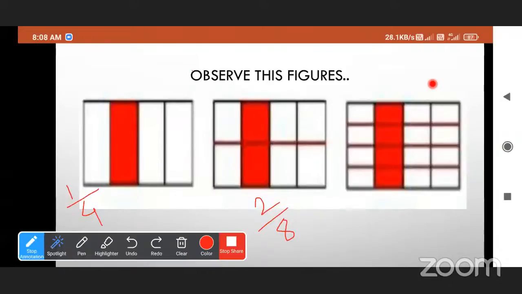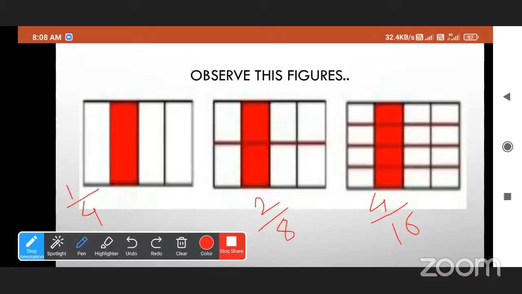How many total parts are here? No, let's count. 1, 2, 3, 4, 5, 6, 7, 8, 9, 10, 11, 12, 13, 14, 15, 16. So the total parts are 16 and the colored parts are 4. Out of 16, 4. So 4 upon 16.